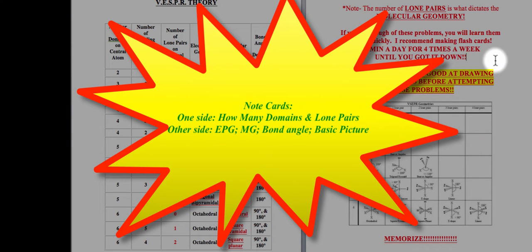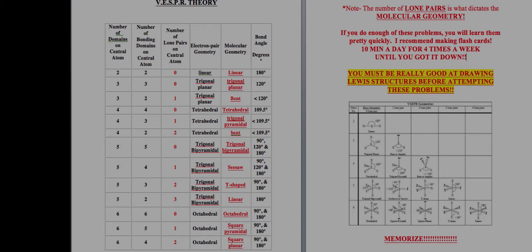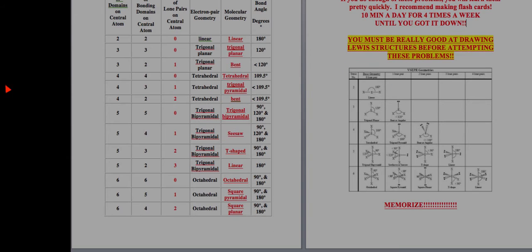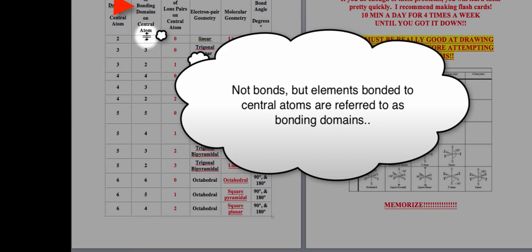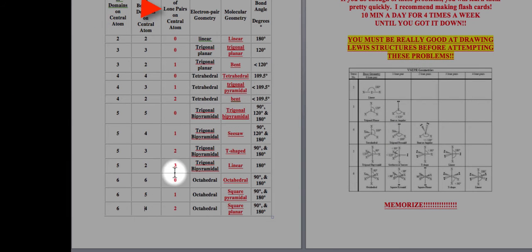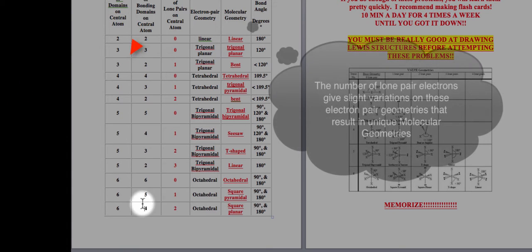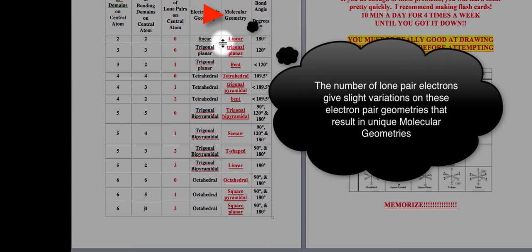This is the handout available on the website. So here you can tell the whole chart basically depends on the number of domains. And then here, the second column is going to be the number of elements that you actually have. So these are actual bonding domains. Okay, so of the domains, you can either have bonding domains or you can have lone pairs here in red. And the lone pairs, what they do is they alter the basic electron geometry to give you some slight variation of that geometry that has a specific name. So that would be your molecular geometry.